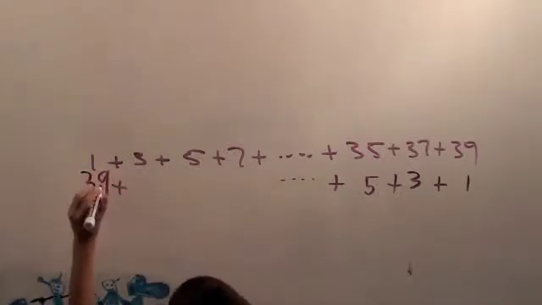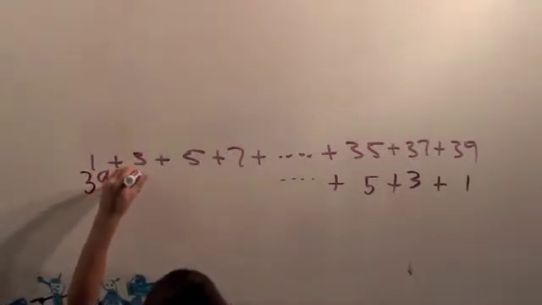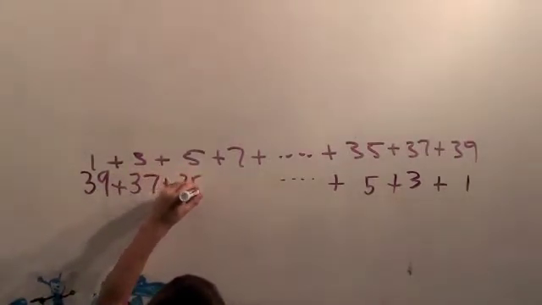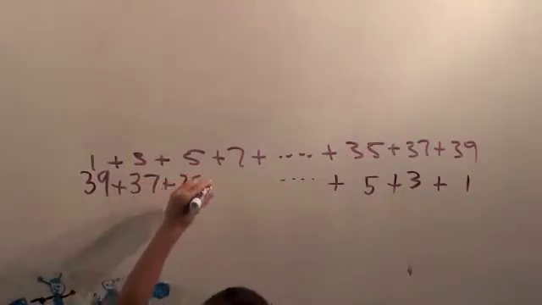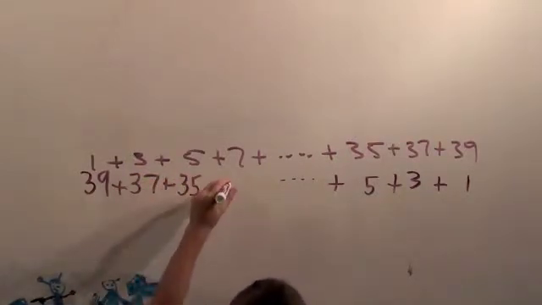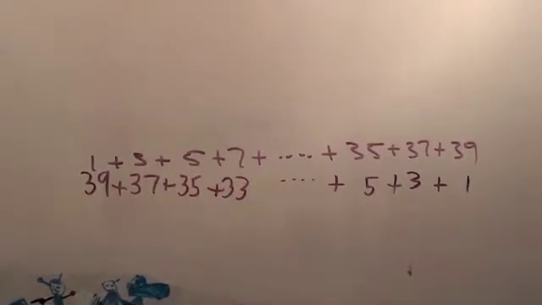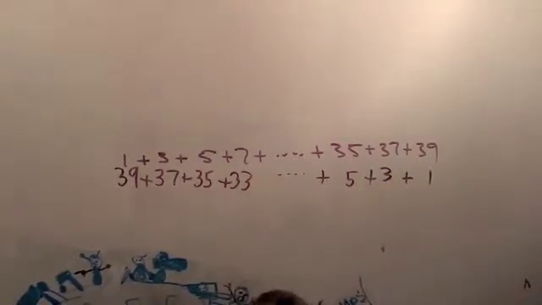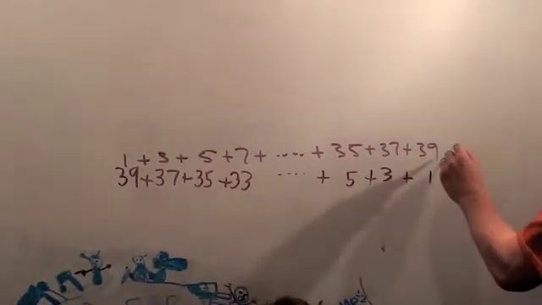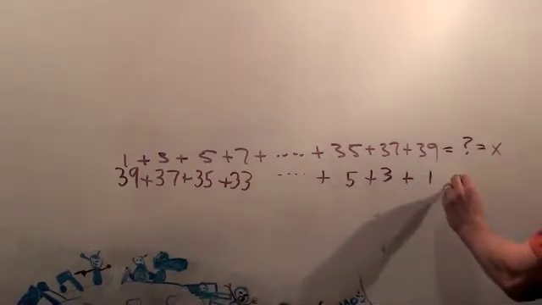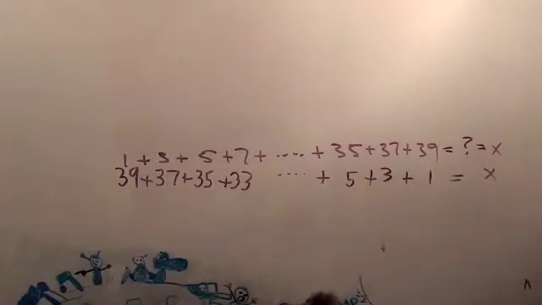39 plus 37 plus 35. And what number is going to get paired with 7? 33. Okay, very good. So when you write it like this, you get two equations. This is what we're trying to add up. We can just call it x. And this also equals x. It's just the same thing written forwards and backwards.